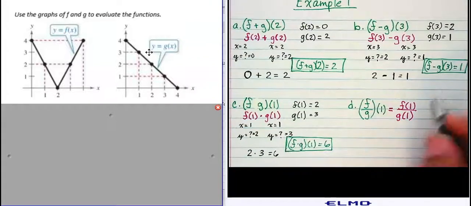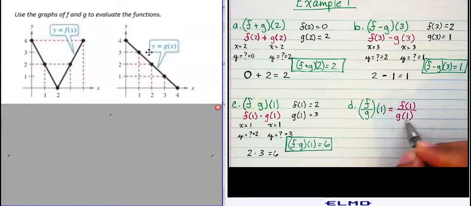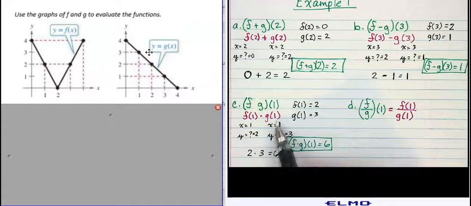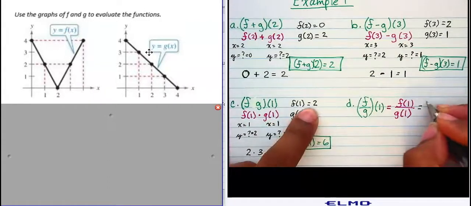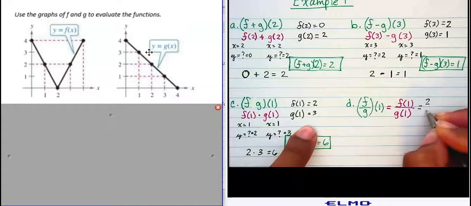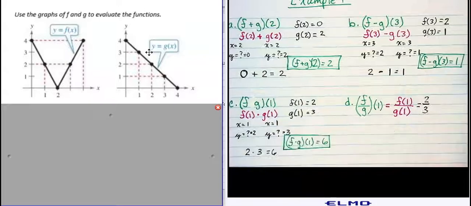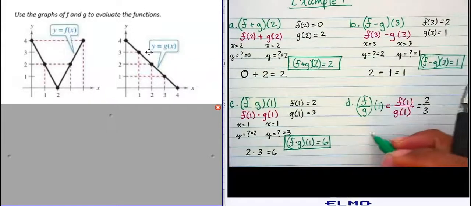All right, so the last one is f of 1 over g of 1. And we just found f of 1 and g of 1 already. So we have 2 over 3. So f of 1 we said was 2. g of 1 is 3. And so just rewriting this again.